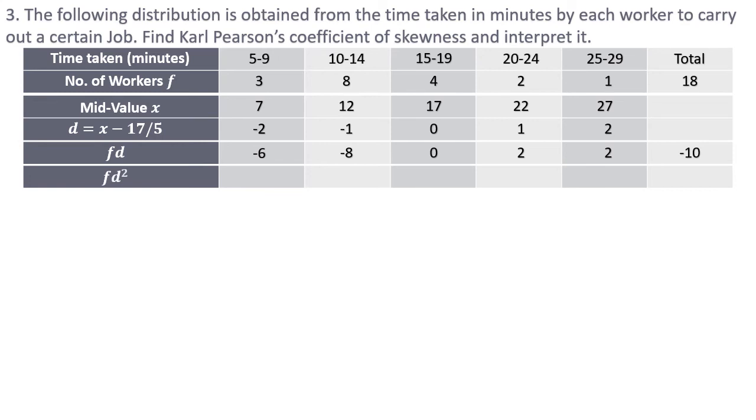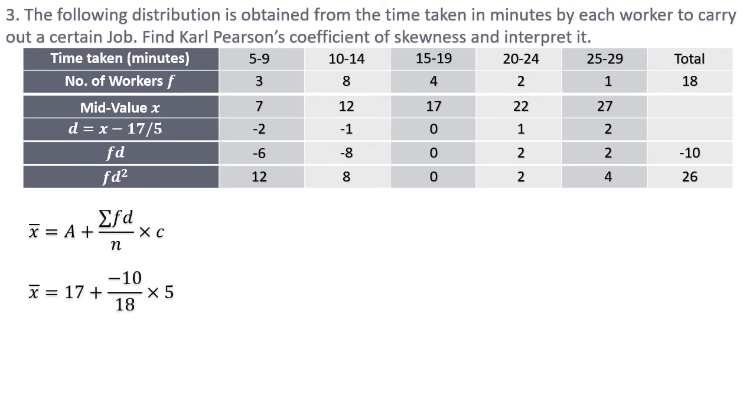And next it will be fd square, because to calculate standard deviation you need this. So again you multiply fd with d. So 6 twos are 12, 8 ones are 8, 0, 0, 2 ones are 2, 2 twos are 4. And when you make a total, you get 26. You need to calculate mean first. So 17 plus negative 10 upon 18 into 5. First solve this negative 10 into 5 upon 18, and then because it is negative, you will subtract the answer from 17 and you will get 14.22 minutes.